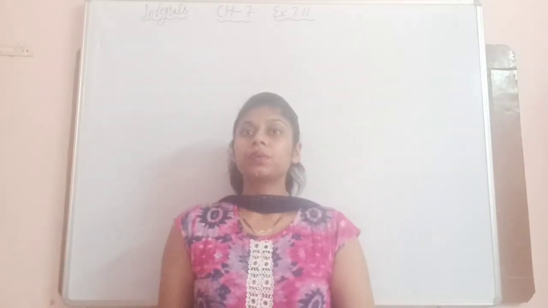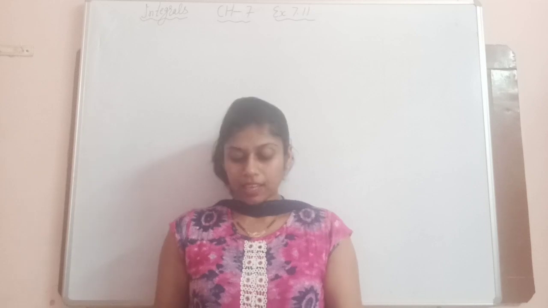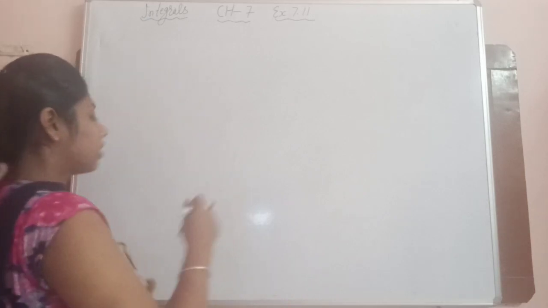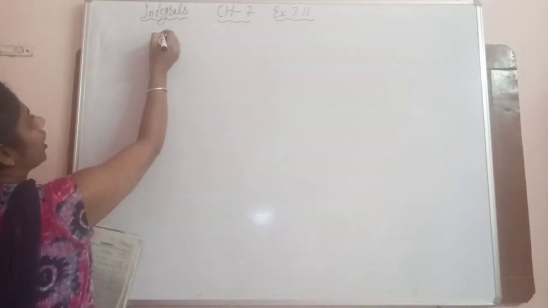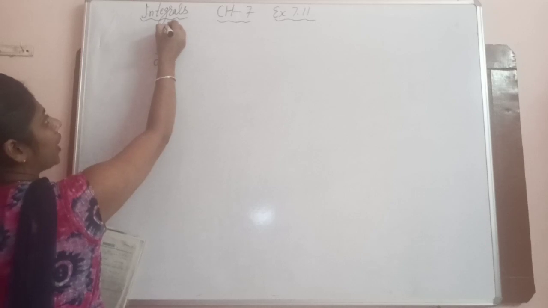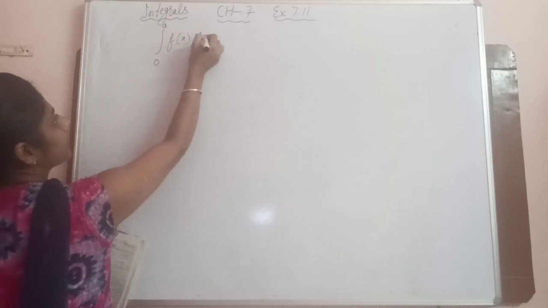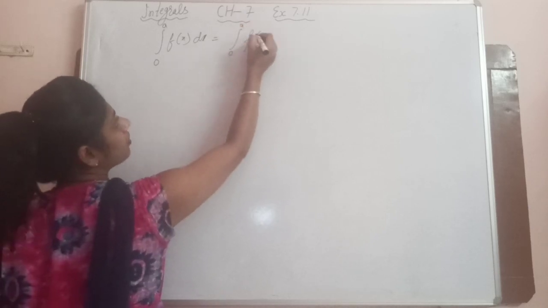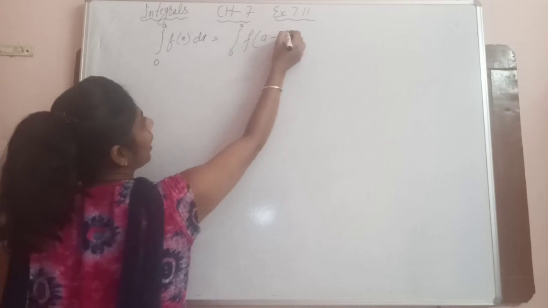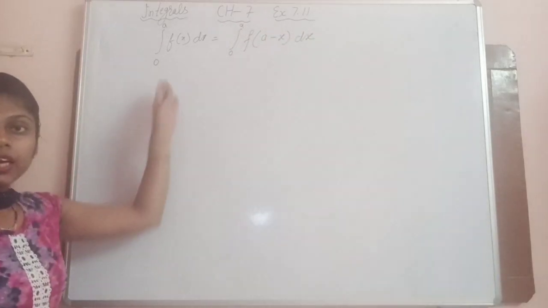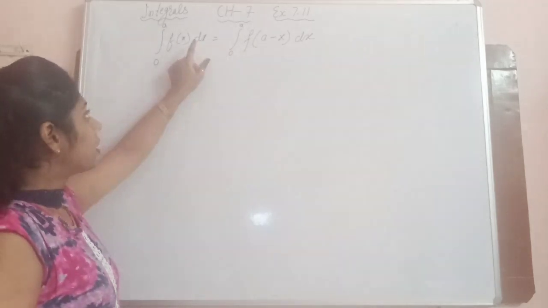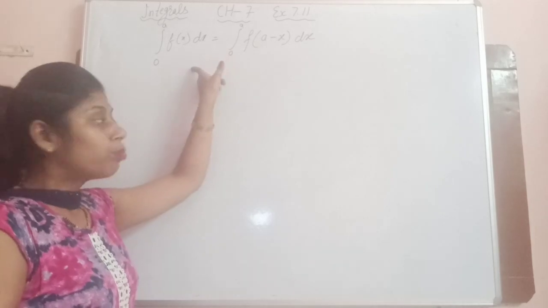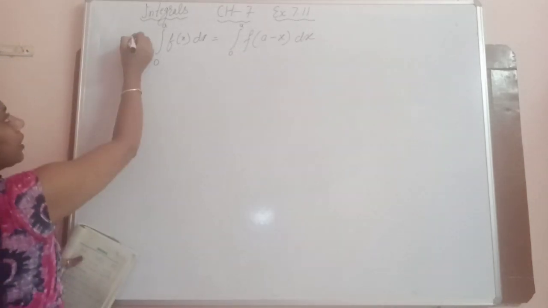Hello everyone. Today we will start exercise 7.11 of chapter 7, Integrals. In this exercise we will deal with the formula: integral from 0 to a of f(x) dx is equal to integral from 0 to a of f(sum of the limits minus x) dx. Both the integrals are equal. If x is replaced by sum of the limits minus x, then both the integrals are the same.